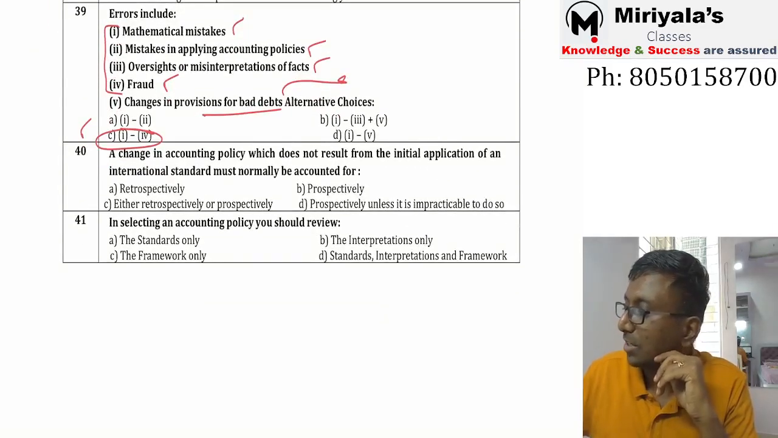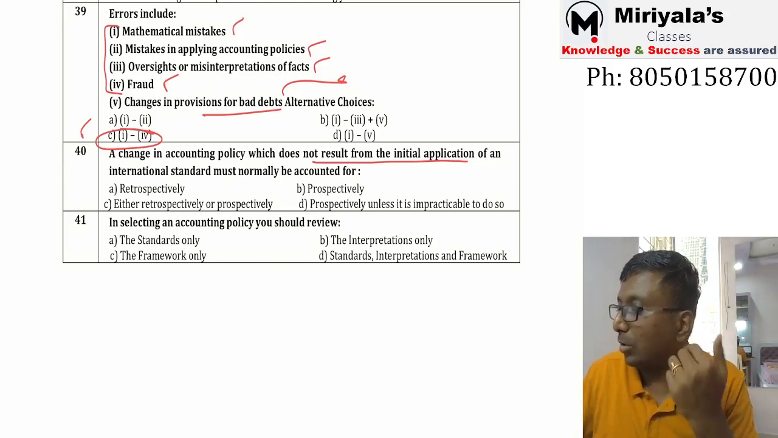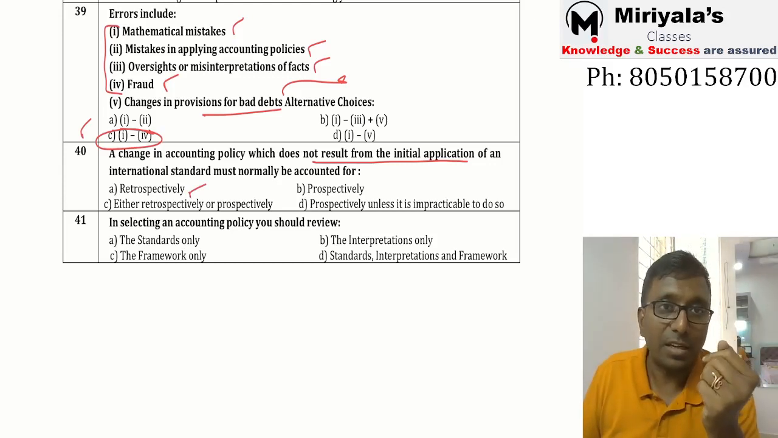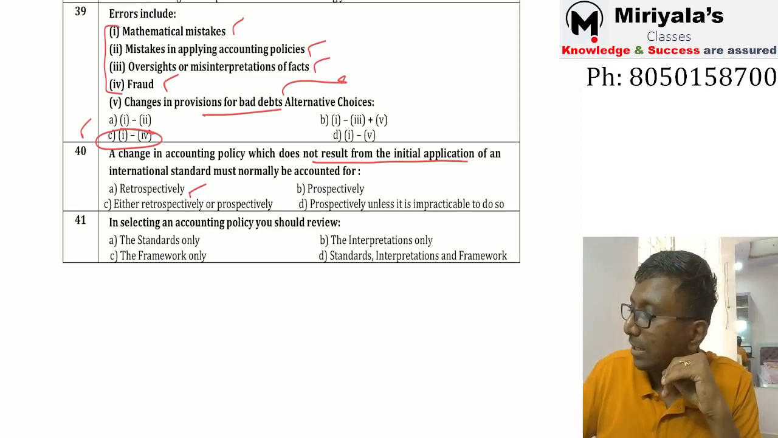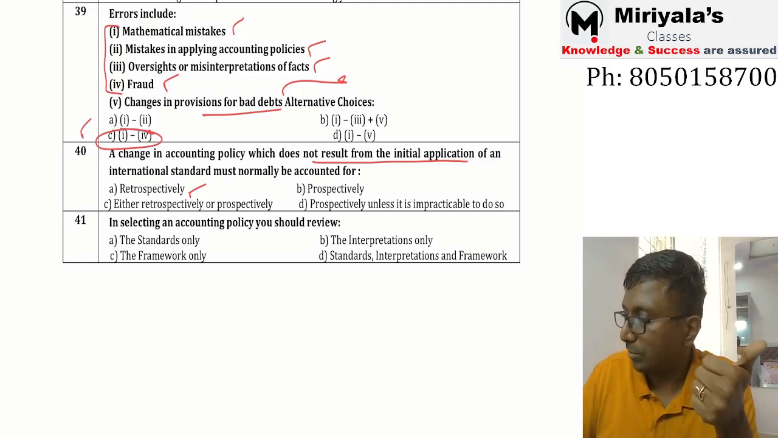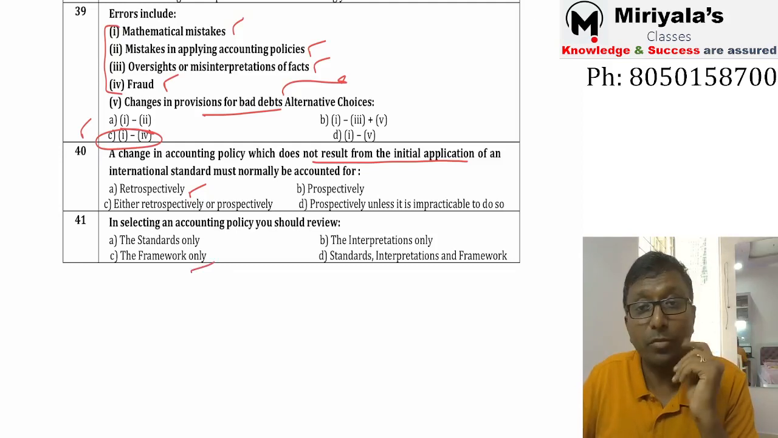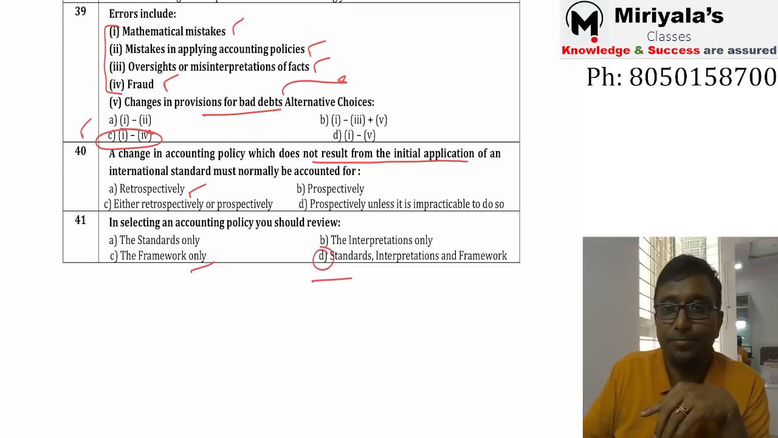A change in accounting policy which does not result from the initial application of an international standard must normally be accounted for retrospectively. So in selecting the accounting policy, you should review the standards, the interpretations, and the framework also. Everything you are supposed to review. That's why D is the right answer.